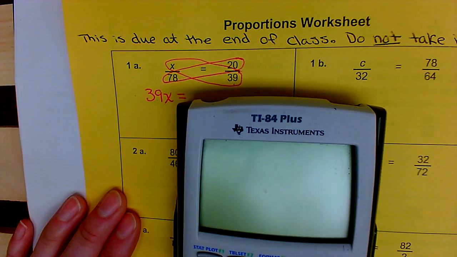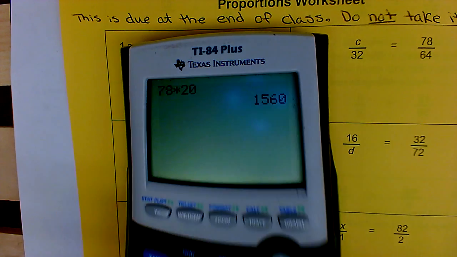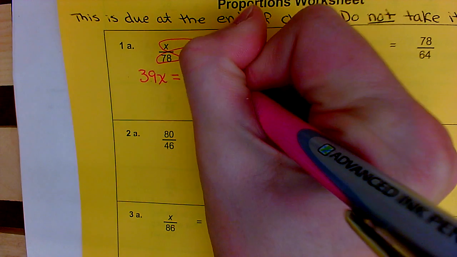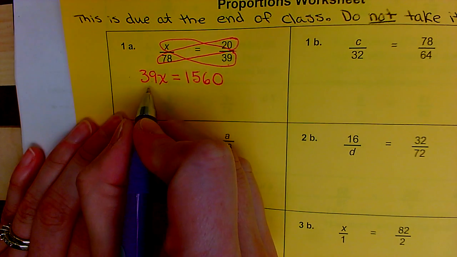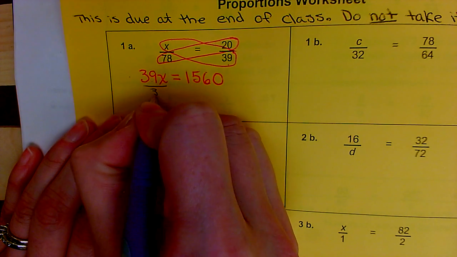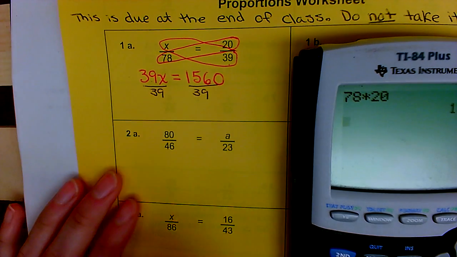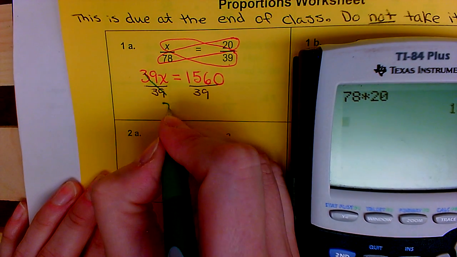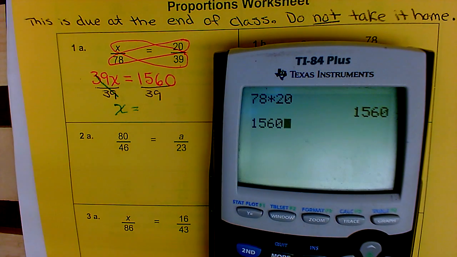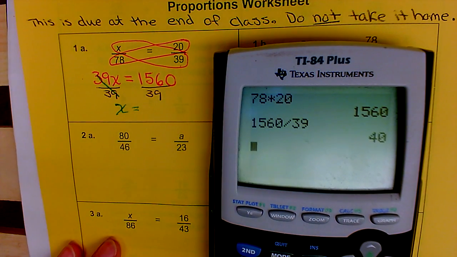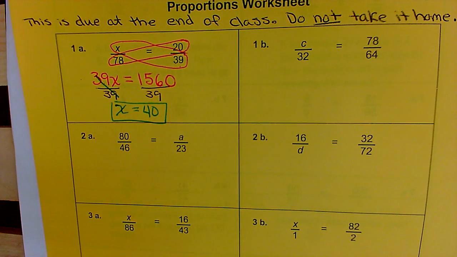So I'm going to look over here. Here's my calculator. 78 times 20 gives me 1,560. Then from here, it's the same thing like what we just did. In order to get x by itself, we've got to divide by the number that's attached to it. Divide both sides by 39. So on this side, 39 divided by 39 is 1, so I've still got 1x over here. On the other side, I'm going to do 1560 divided by 39. Hit enter. That gives us 40 as our answer. So x is equal to 40.